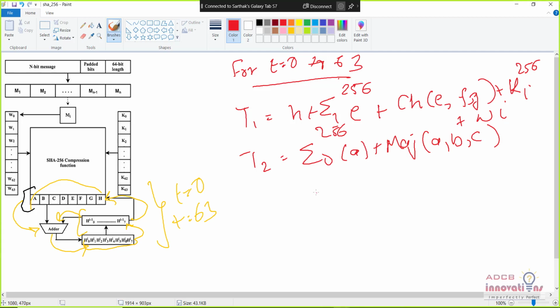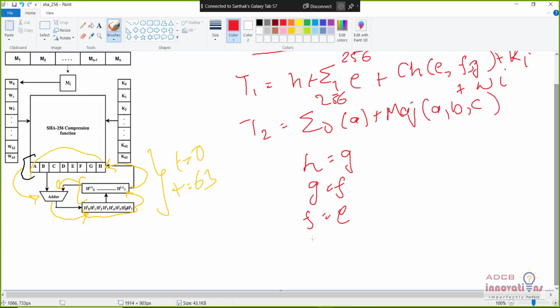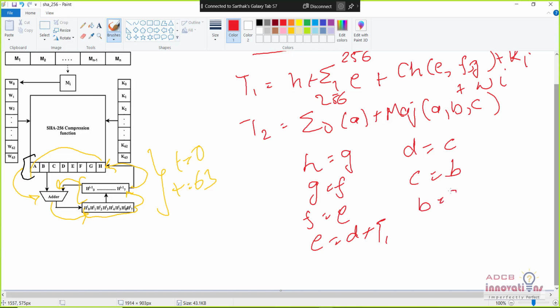For t equal to 0 till t equal to 63, these equations will run, and it is also going to update the values for a, b, c, d, e, f, g, h. So h will become g, g will become f, f will become e, and e will be equal to d plus T1. Similarly, d is equal to c, c is equal to b, b is equal to a, and a is equal to T1 plus T2. So this is how the whole iteration from t equal to 0 to t equal to 63 will work.